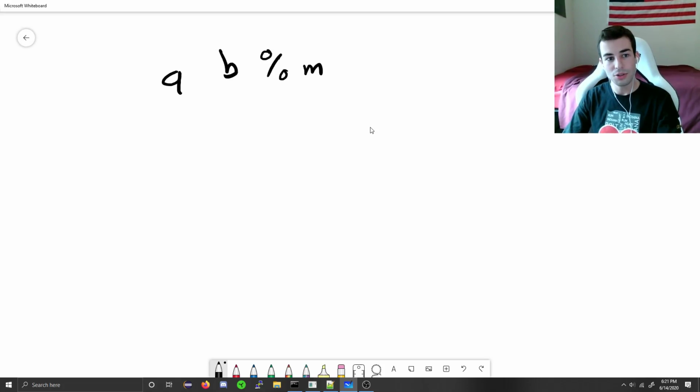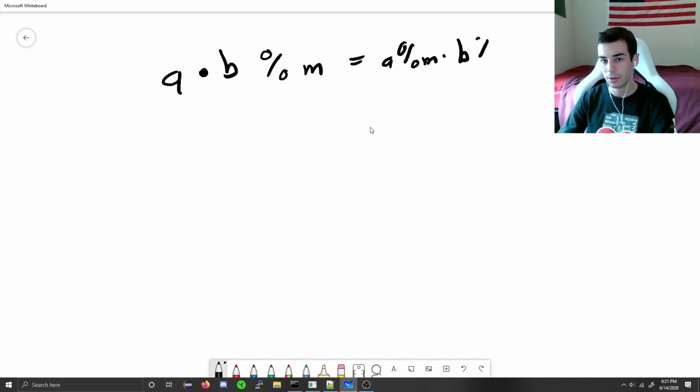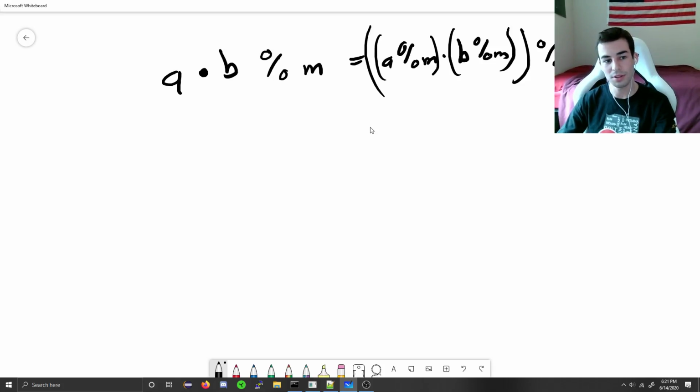But when we get to multiplication, it might not be that obvious that you can take the mod at each step. It turns out that you can, and I'll kind of explain why. So if you have a times b mod m, what I'm going to say this is equal to is a mod m times b mod m, and then this whole thing we have to mod again. So why is this the case?